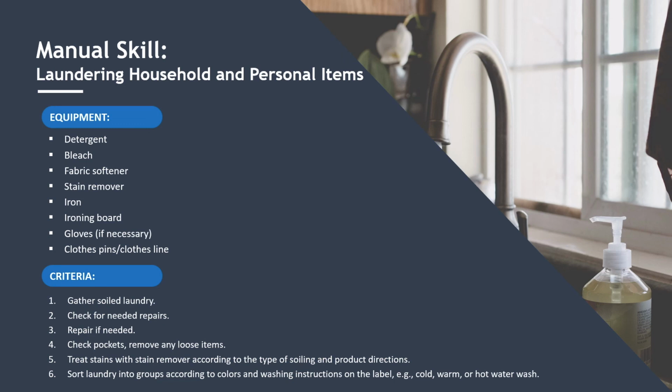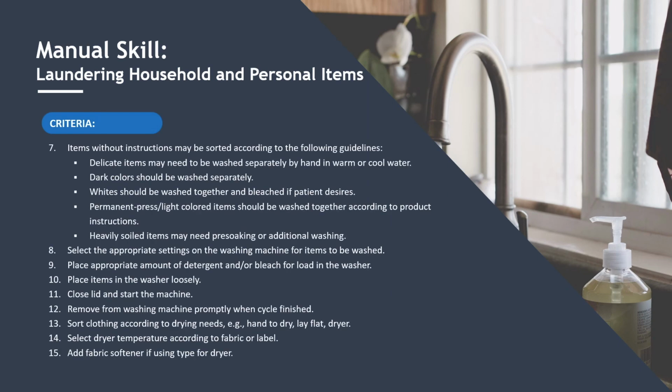Check for any needed repairs. Repair if needed. Check pockets and remove any loose items. Treat stains with stain remover according to the type of soiling and the product directions. Sort laundry into groups according to colors and washing instructions on the label, such as cold, warm, or hot water washing.